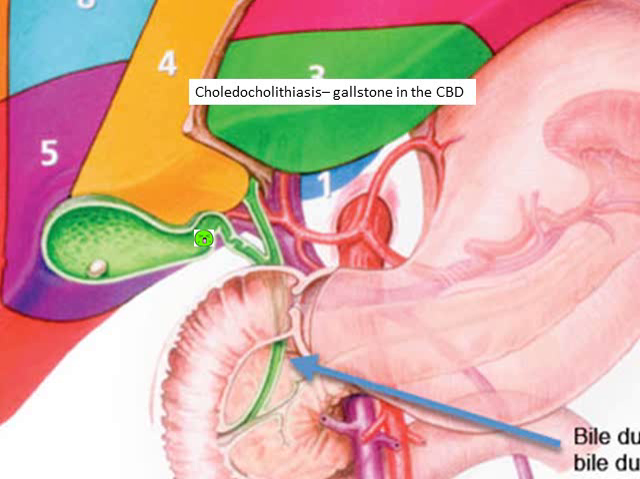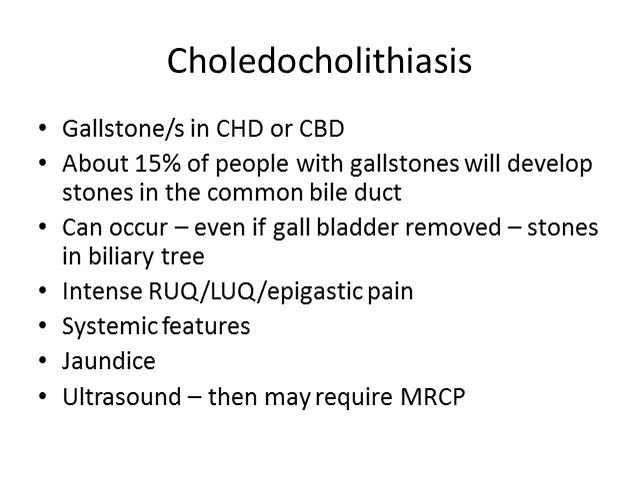So now we move on to when the gallstone moves further into the biliary tree. This is choledocholithiasis, so basically a stone in the duct. It's in the common bile duct here, yeah? So choledocholithiasis, gallstones in the CHD, common hepatic duct, or the common bile duct. 15% of people with gallstones eventually develop stones in the bile duct. It can occur even if the gallbladder is removed, apparently.